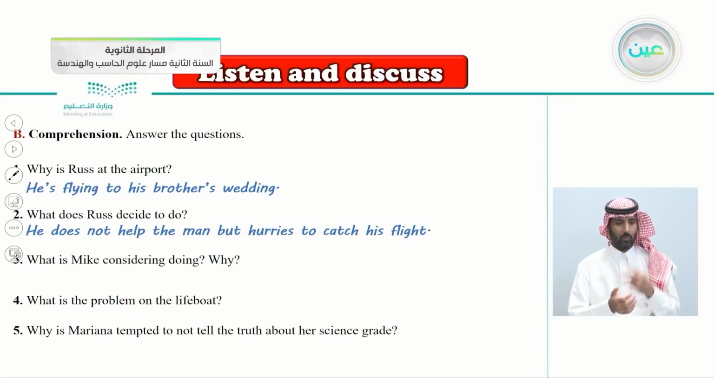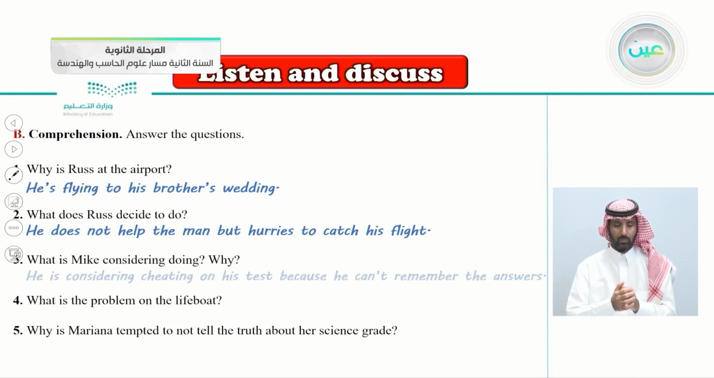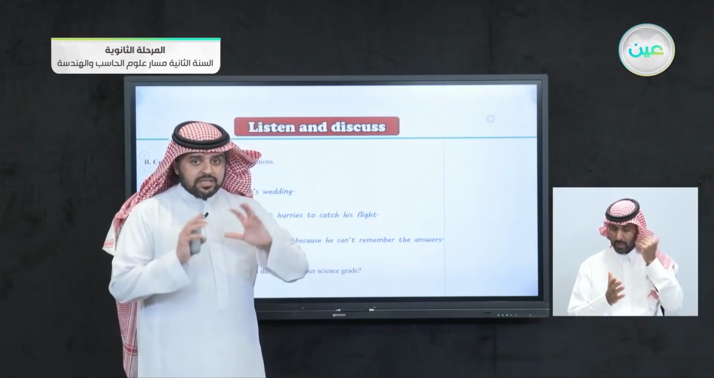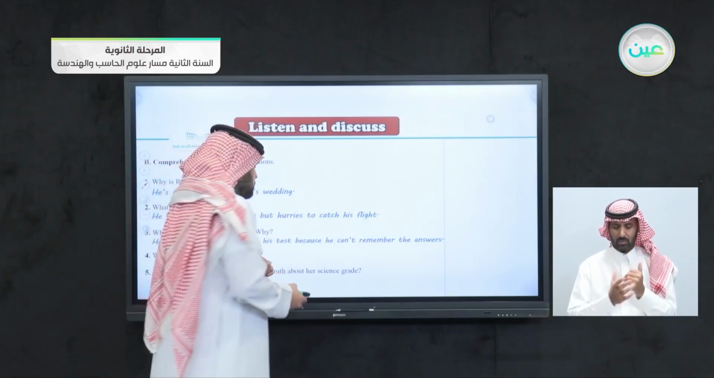Number 3, what is Mike considering doing and why in the exam? So he's considering cheating on his test because he can't remember the answer. So he is considering cheating on the test, even though it's immoral and unethical to cheat. Why? Because he can't remember the answer. He was so confused. That's why he chose to cheat.